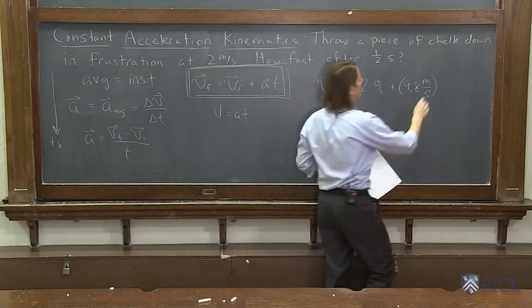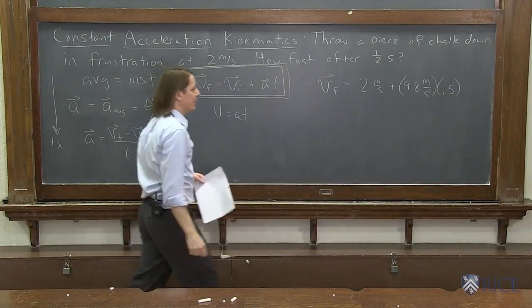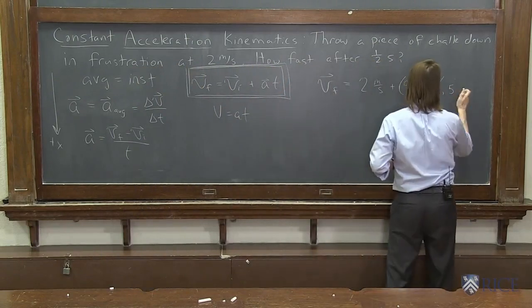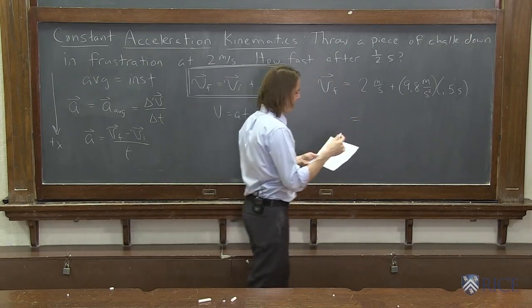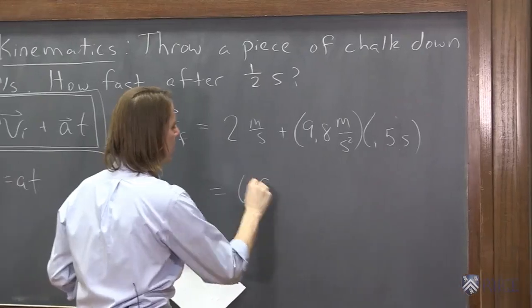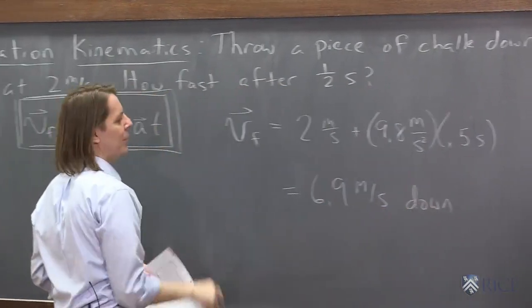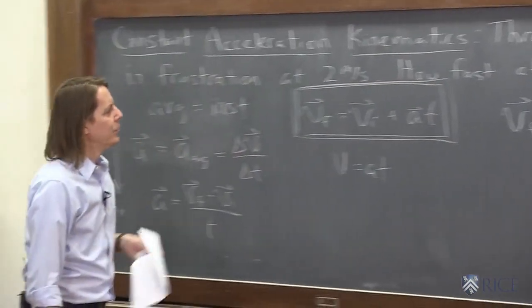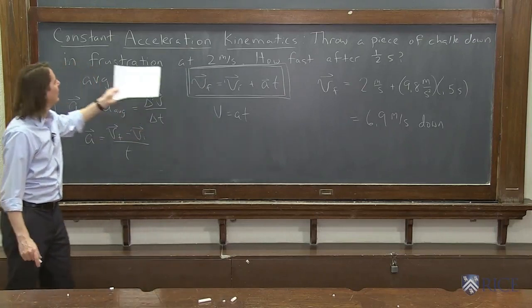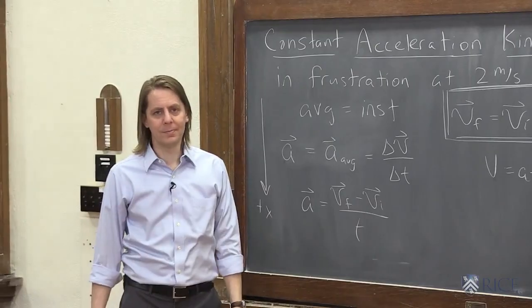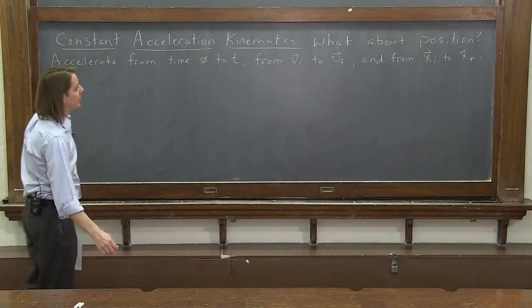And t is 0.5 seconds. So we solve that, and we get a half of 9.8, and we add 2 to it, and it's 6.9 meters per second down. And it's a vector because I put down, we'll say. So pretty straightforward to plug in, but always remember, more importantly, that it is only for constant acceleration.